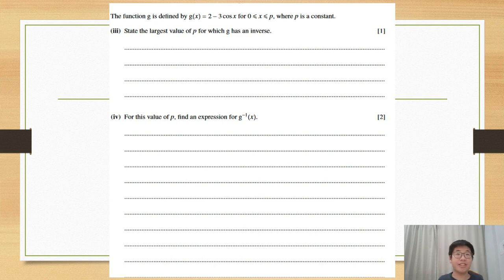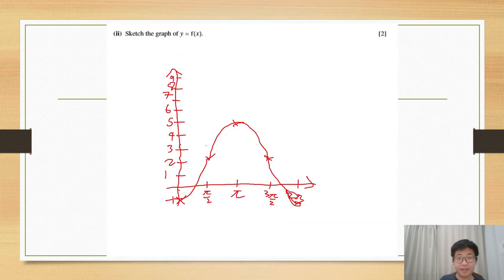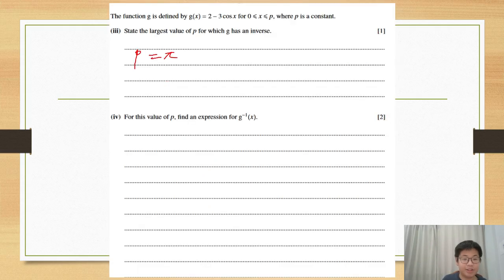Now another functions question. State the largest value of p for which g has an inverse. So this means that p equals pi. Why is it pi? Because it becomes one-to-one after that, and then it just dips down. That's why. So that is the value of p.